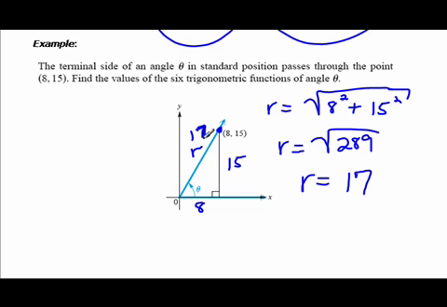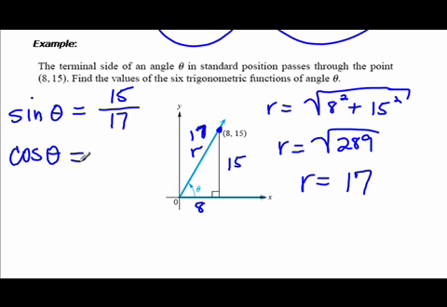Just start forming your 6 relationships. Whatever this angle is, we know that the sine of that angle is y over r, y is 15, r is 17, 15 17ths. The cosine of this angle, x over r, 8 over 17, and the tangent of this angle is y over x, 15 over 8.